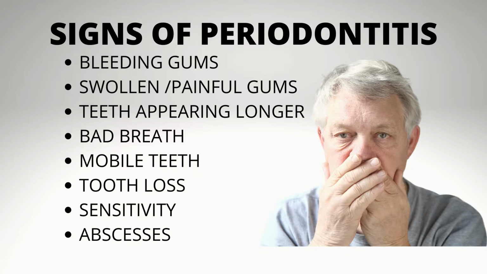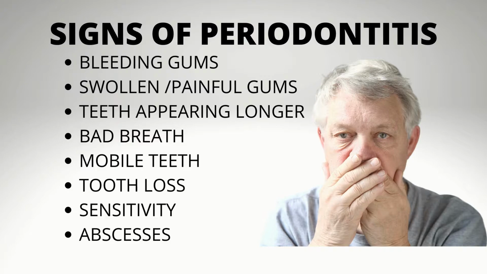Number two is swollen and painful gums. So if your gums are inflamed, red, swollen, or if they're very painful or tender to touch, then make sure you seek help. Number three is your teeth might appear longer. So if you lose the supporting tissue around your teeth, then your teeth will appear longer.